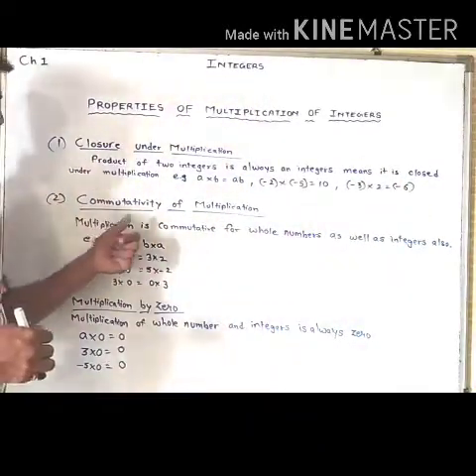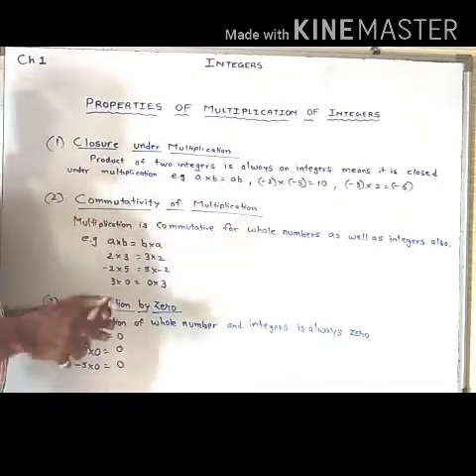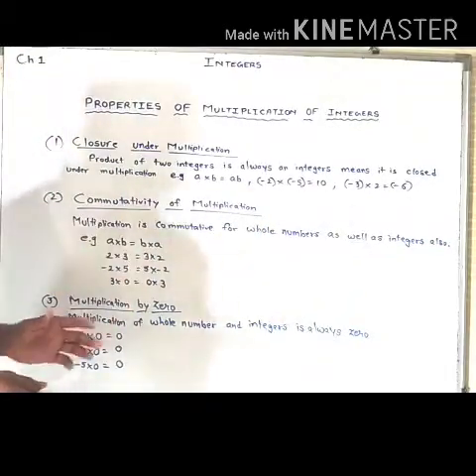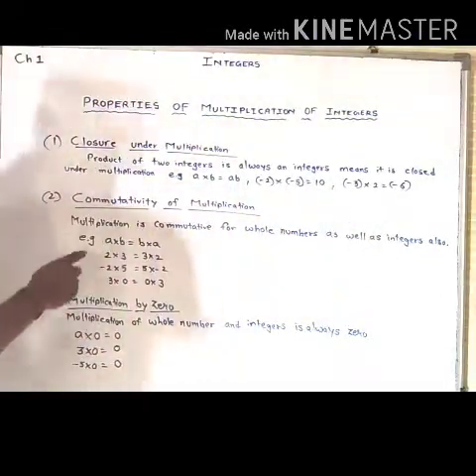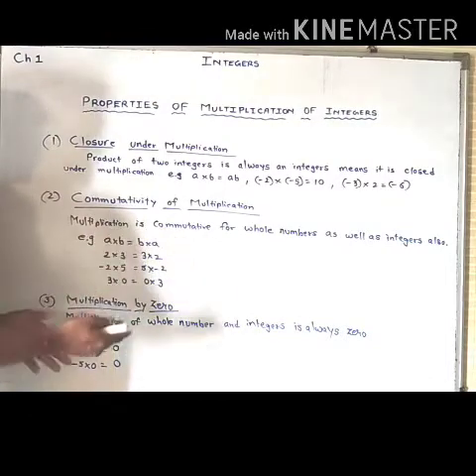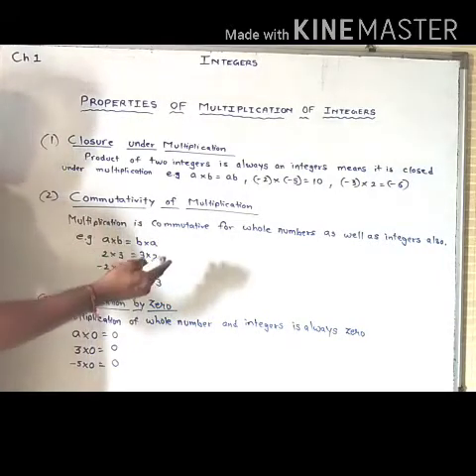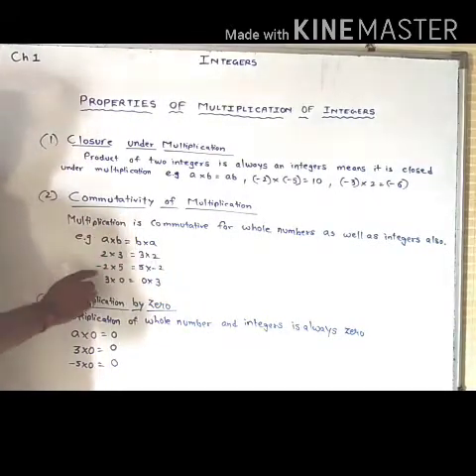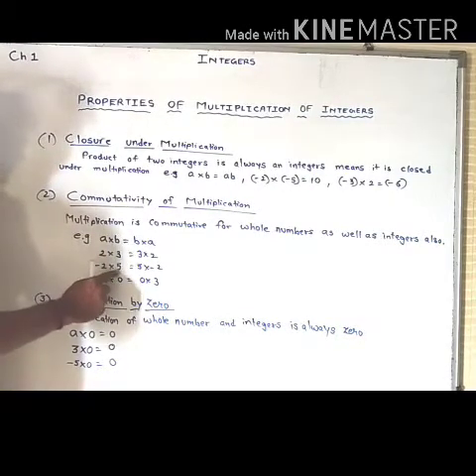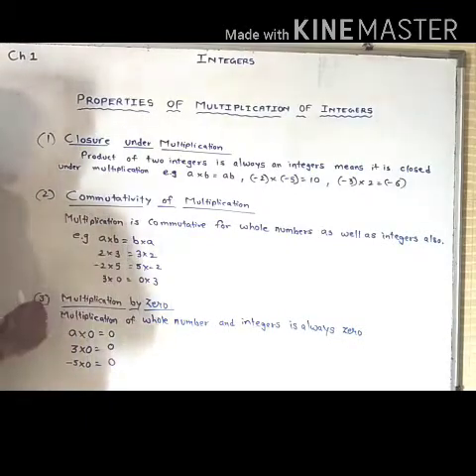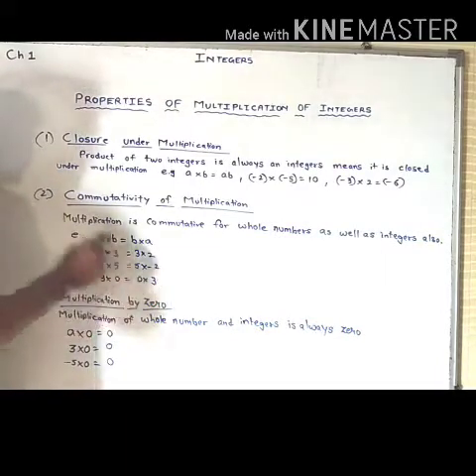And let us see commutativity of multiplication. Multiplication is commutative for whole numbers as well as integers. Means a into b is always equal to b into a. For example, if I take both positive integers, 2 into 3 is always equal to 3 into 2. Negative 2 multiplied by 5 is always equal to 5 into negative 2. 3 into 0, 0 is a whole number, so 3 into 0 is always equal to 0 into 3.